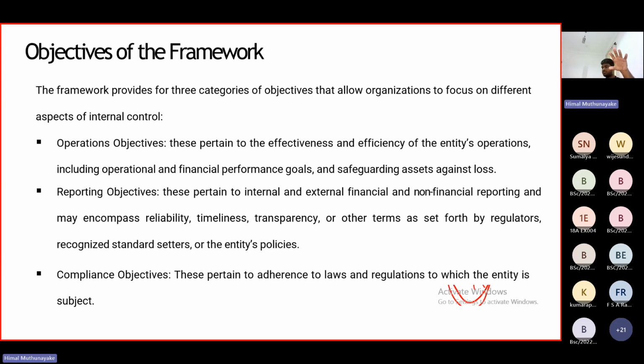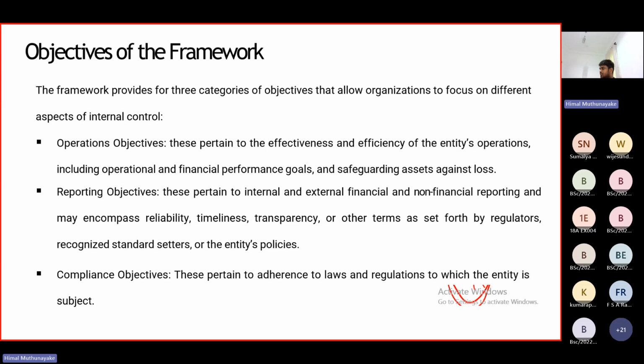Let's take a manufacturing business. If you are taking a manufacturing company, what is the manufacturing company doing? They are taking the raw material and they are doing some process and they are having the outcome or the output. So there is some kind of a process. To effectively and efficiently have this process, with the operational and financial goals, and also you need to safeguard the assets, you need to have the internal controls. Then the reporting objectives.